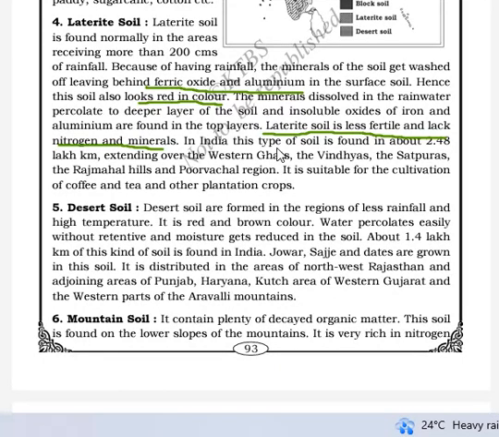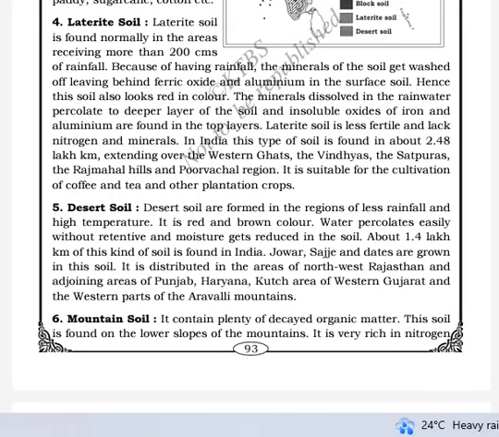In India, this type of soil is found in about 2.48 lakh kilometer area, extending over the Western Ghats, the Vindhyas, the Satpuras, the Rajmahal Hills, and the Purvanchal region. So, where do we get the laterite soil in India? In the Western Ghats, the Vindhyas, the Satpuras, the Rajmahal Hills, and the Purvanchal region. In these regions only you can get the laterite soil.